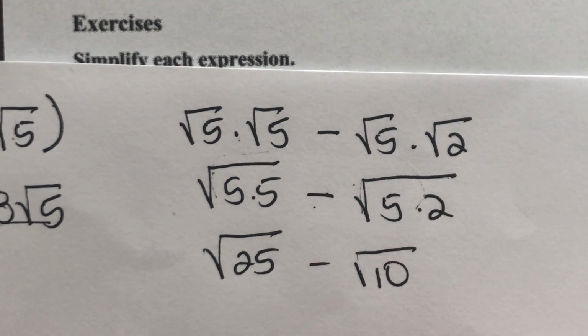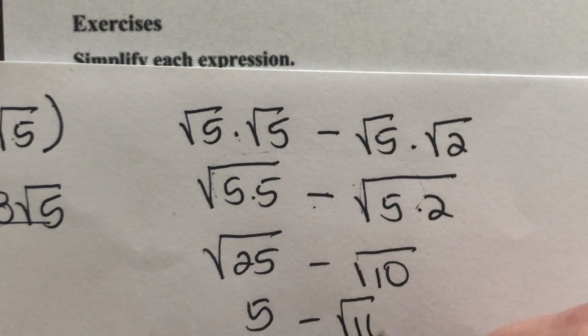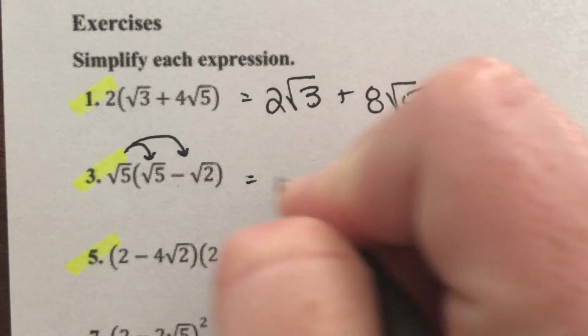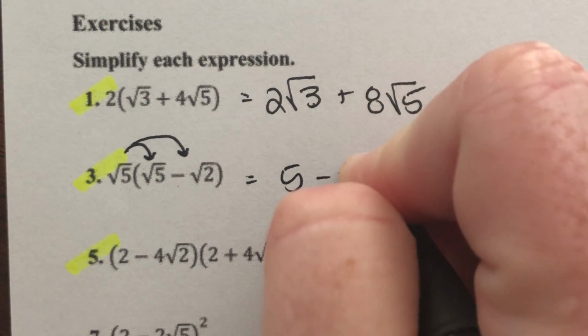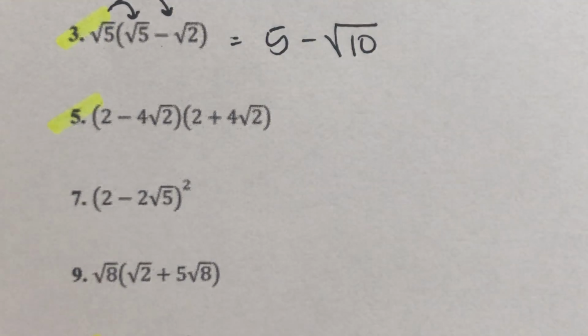Can I factor this guy? Yeah, square root of 25 is 5. So I'm going to have 5 minus the square root of 10. That's my answer. Done. I made sure everything's in simplest form. Easy peasy. 5 minus the square root of 10. Done and done. All right, number 5.